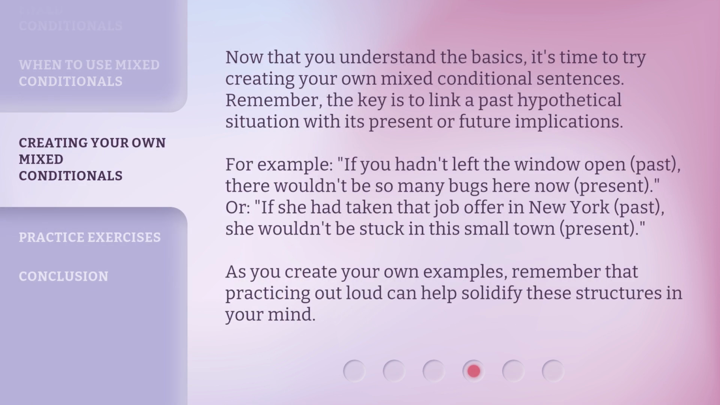Now that you understand the basics, it's time to try creating your own mixed conditional sentences. Remember, the key is to link a past hypothetical situation with its present or future implications. For example, "If you hadn't left the window open" (past), "there wouldn't be so many bugs here now" (present). Or, "If she had taken that job offer in New York" (past), "she wouldn't be stuck in this small town" (present). As you create your own examples, remember that practicing out loud can help solidify these structures in your mind.